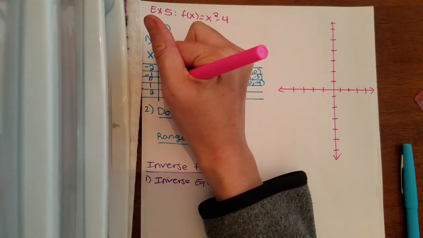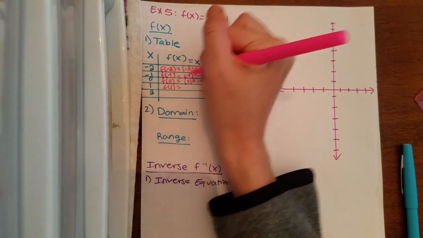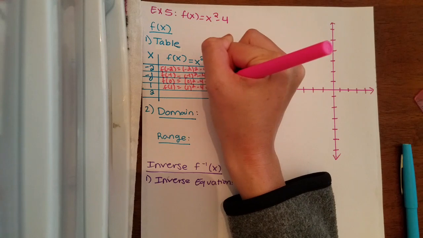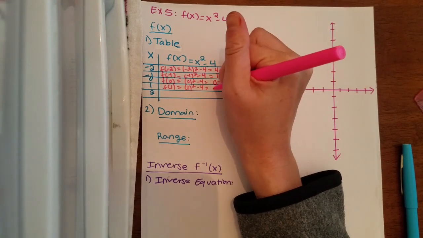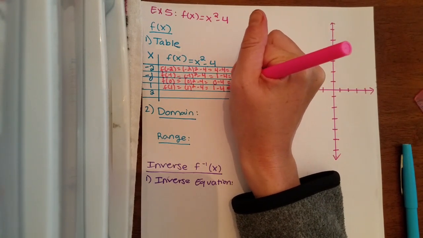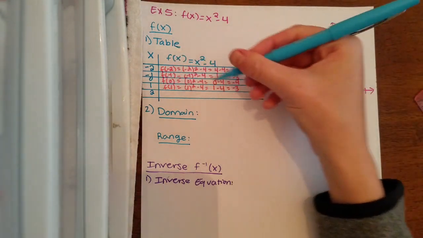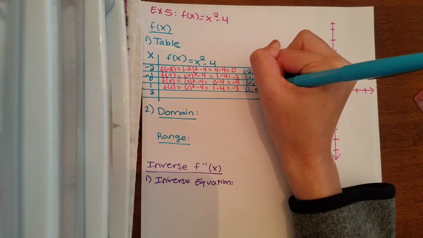My next point, f of 1. So I'm going to replace my x with a 1. 1 squared minus 4. 1 to the second power, 1 times 1 is 1. Minus 4 will give me a -3. So the next point I'm going to plot is that 1, -3.